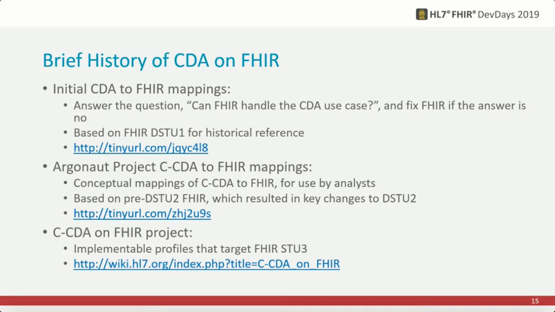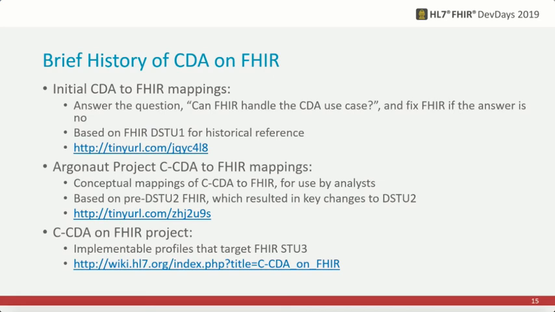So C-CDA on FHIR is a US realm implementation guide, so it is US specific. It uses the codes that are required to use under what was meaningful use, now promoting interoperability. It largely followed the Argonaut mappings, those analytical mappings that we did. And the goal was to create implementable FHIR profiles for the consolidated CDA use case. So we created a bunch of profiles on the composition resource and all their nested sections in there.